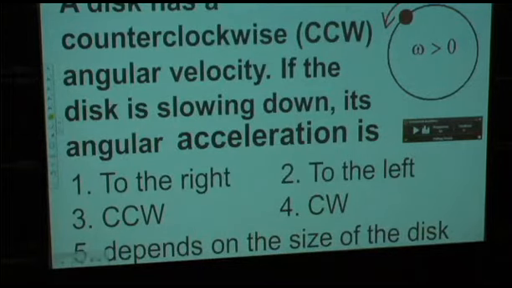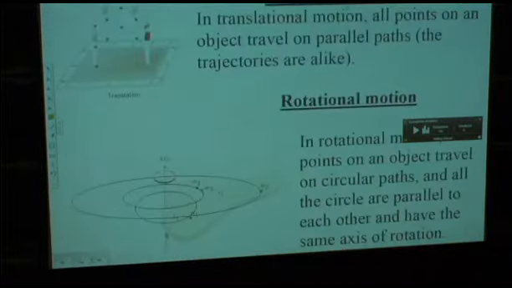When an object is speeding up, velocity and acceleration are parallel, but when an object is slowing down, the velocity and acceleration are opposite. It works for any kind of motion, including rotational motion. If the angular velocity is counterclockwise, but the object is slowing down, opposite means clockwise. So the angular acceleration, alpha, points clockwise, as you said.